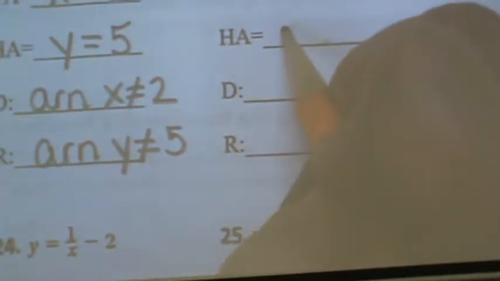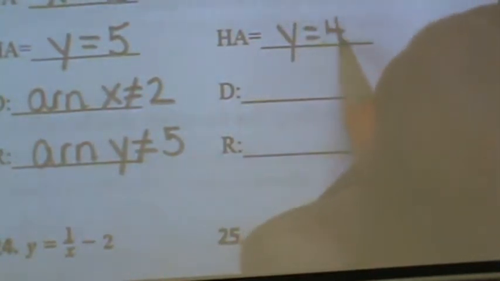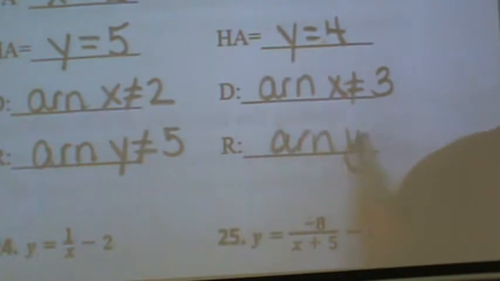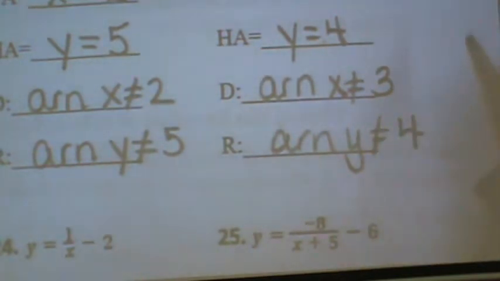21. What's this one? X equals 3. Horizontal. Y equals 4. What's your domain? All real numbers except for x can't be 3. All real numbers, y can't be 4. Good. Next one, 22.